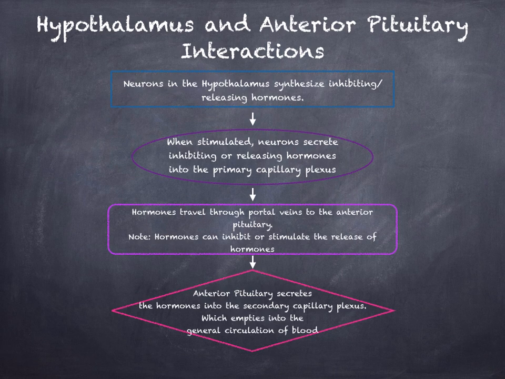The anterior pituitary then secretes the hormones into a secondary capillary plexus or bed, which then empties into the general circulation of the blood.